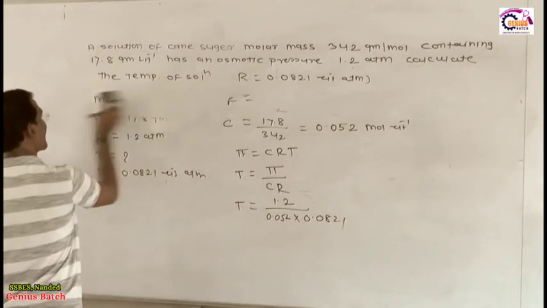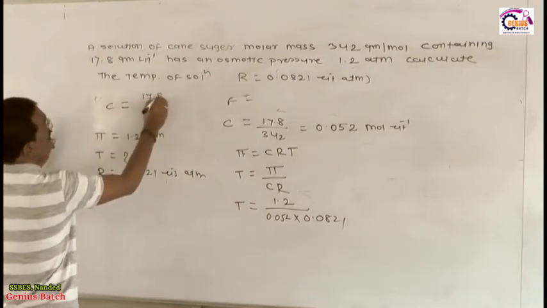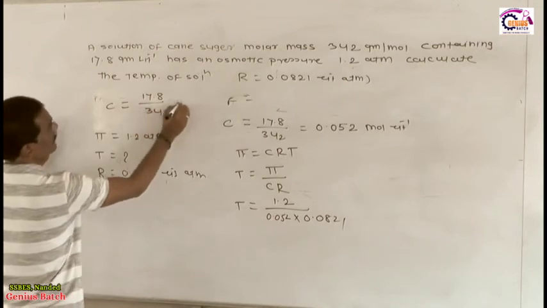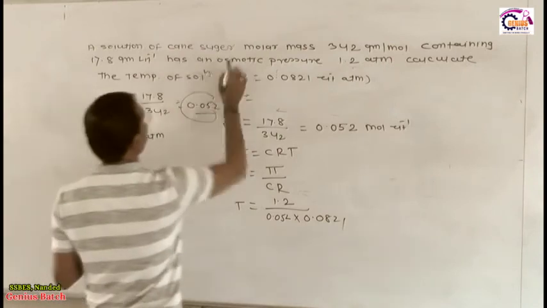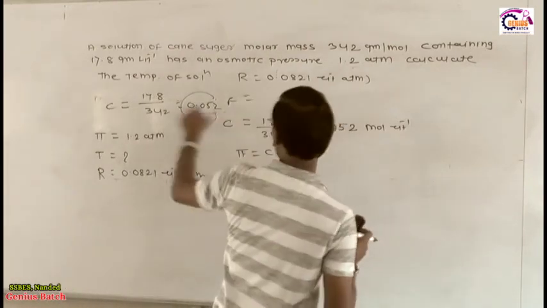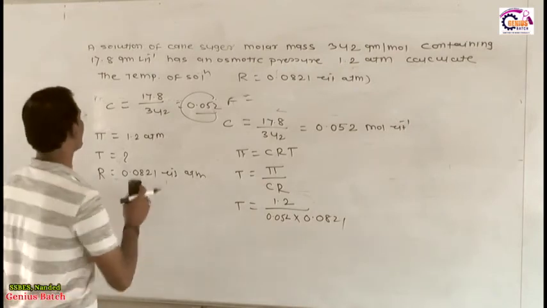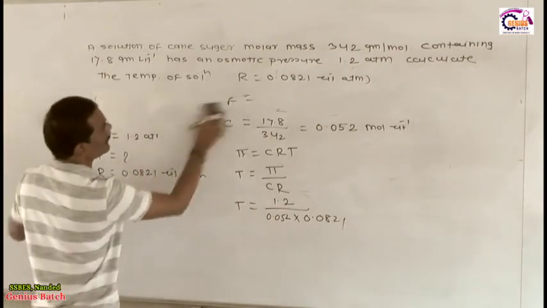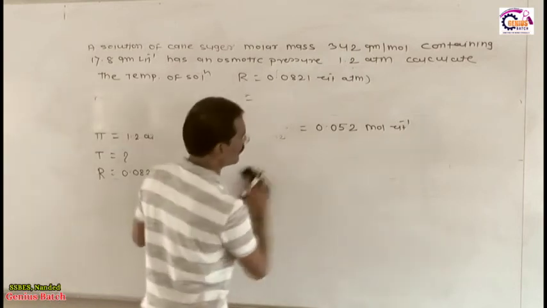By using this we directly calculate the concentration term. How do we calculate the concentration? 17.8 divided by 342, this is 0.052. This is the concentration, because a solution of cane sugar containing 17.8 gram per liter. 17.8 gram per liter means what? I think you are in confusion. Okay, I will solve all your confusion. No problem, once again I will clear it up.